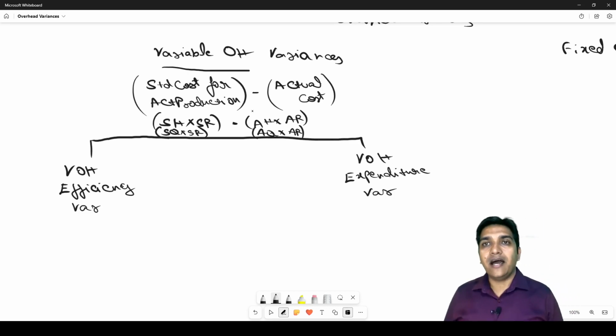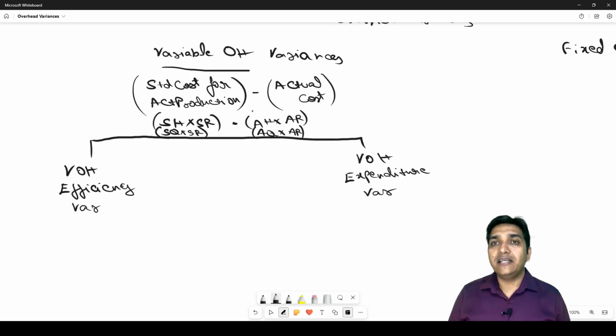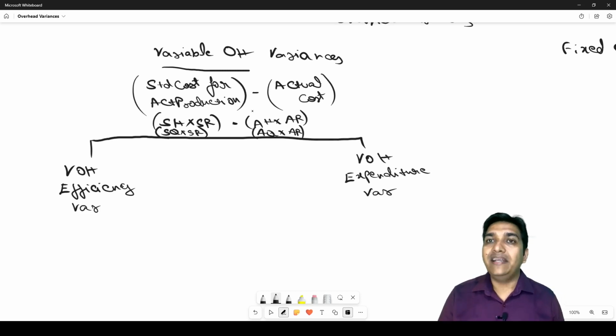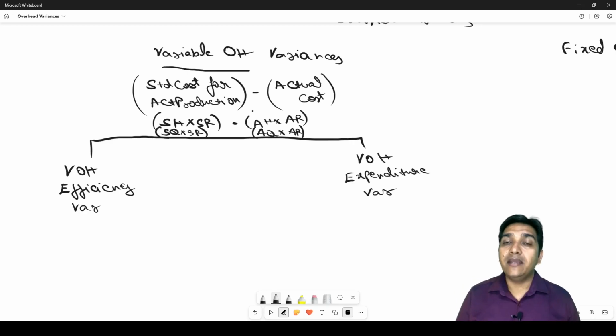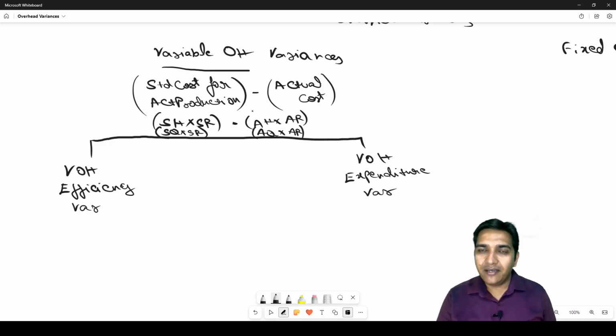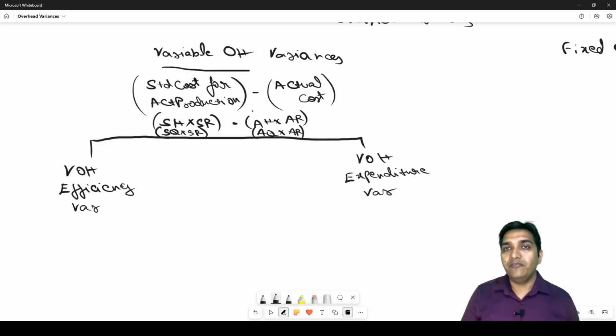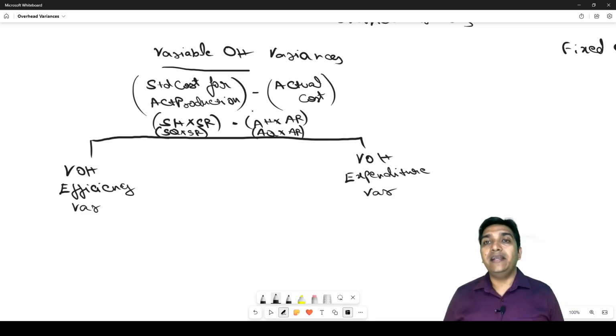Variable overheads are usually dependent on something. Variable overheads are usually dependent on either material or labor hours, either the quantity of material or on the labor. So if the variable overheads are dependent on my labor, then we use hours. We will use standard hours and actual hours. If the variable overheads are dependent on my material, then we use actual quantity and standard quantity.